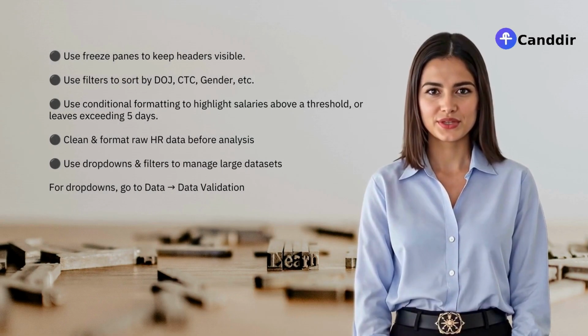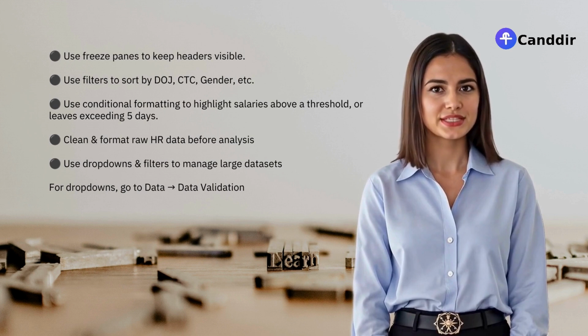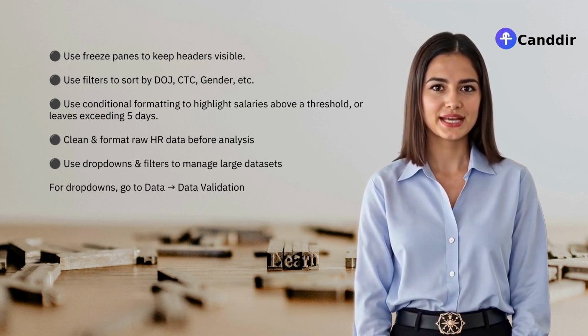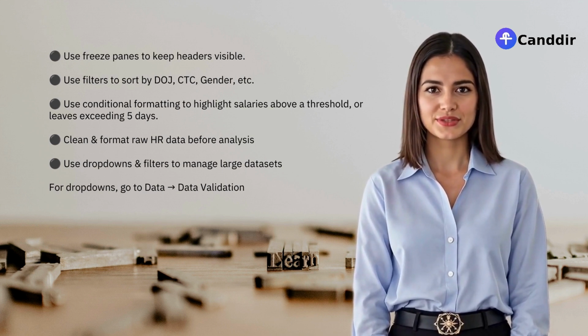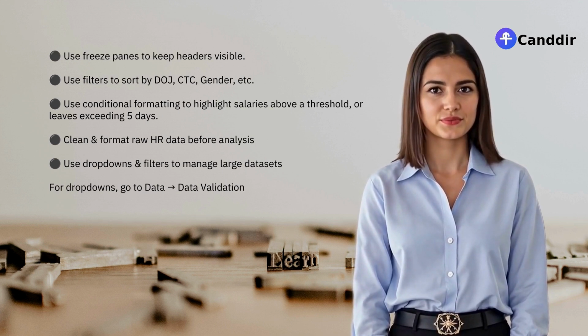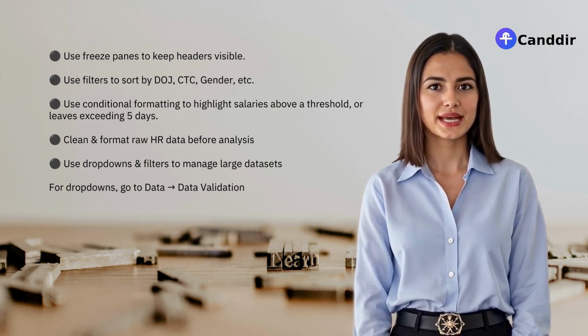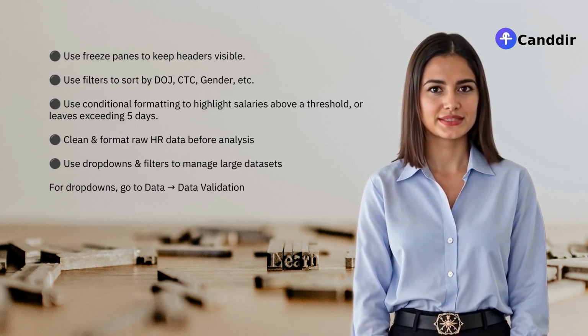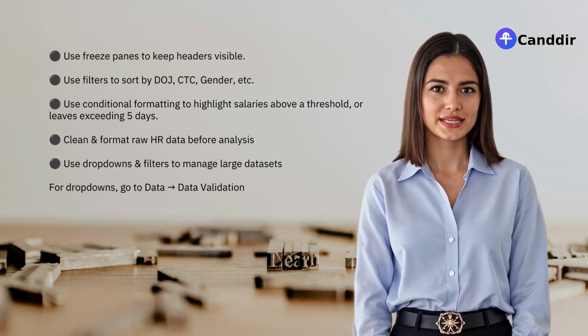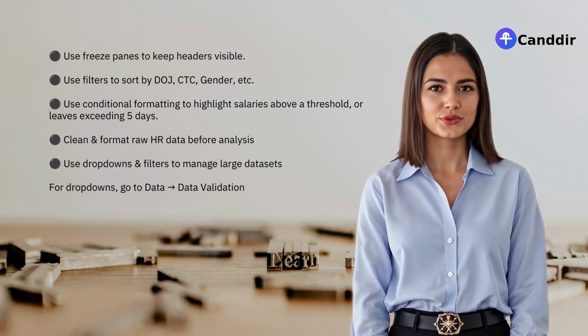Once your formulas are in place, use freeze panes to keep headers visible. Use filters to sort by DOJ, CTC, gender, etc. Use conditional formatting to highlight salaries above a threshold or leaves exceeding 5 days. For drop-downs, go to Data, and after that Data Validation, and select a list of allowed values like Sales, Marketing, HR. You can also name your ranges for cleaner formulas.